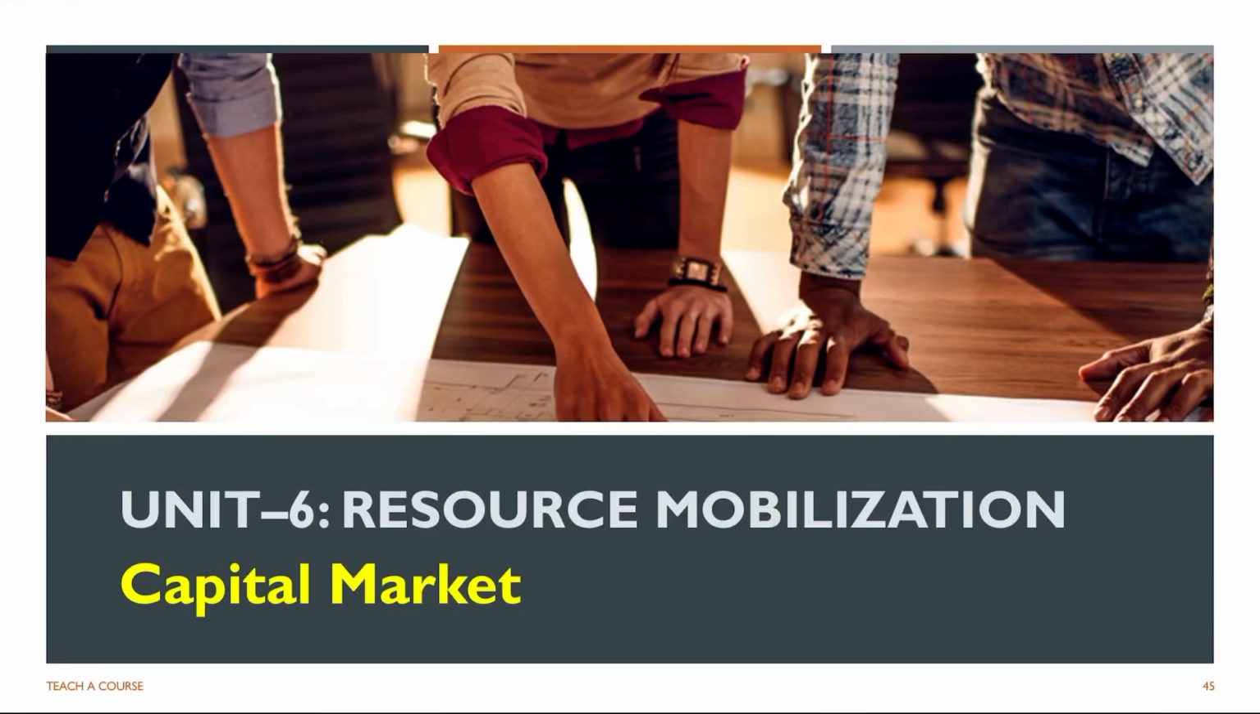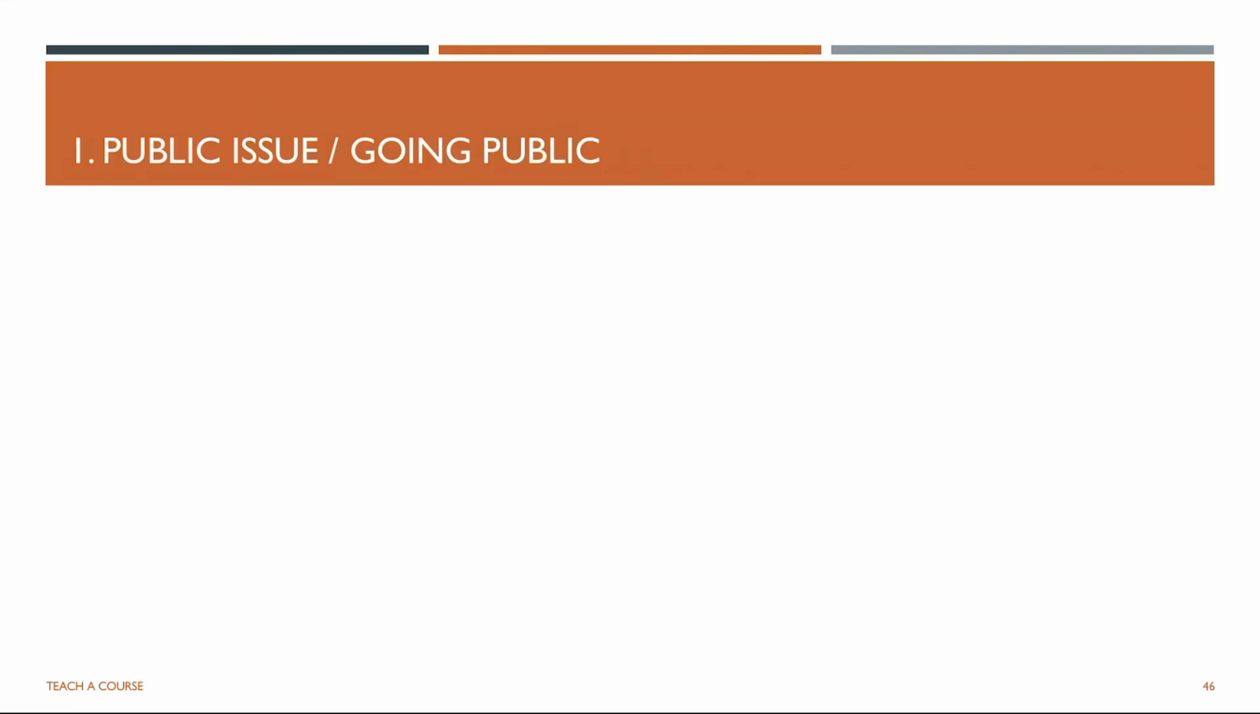The ways of raising finance in the primary market, under the topic capital market. It's part of Unit 6, resource mobilization. There are four ways companies can arrange capital by issuing shares, or to whom they can sell new shares. One is the public issue, second is private placement, rights issue and offer to employees. Today we'll discuss public issue.